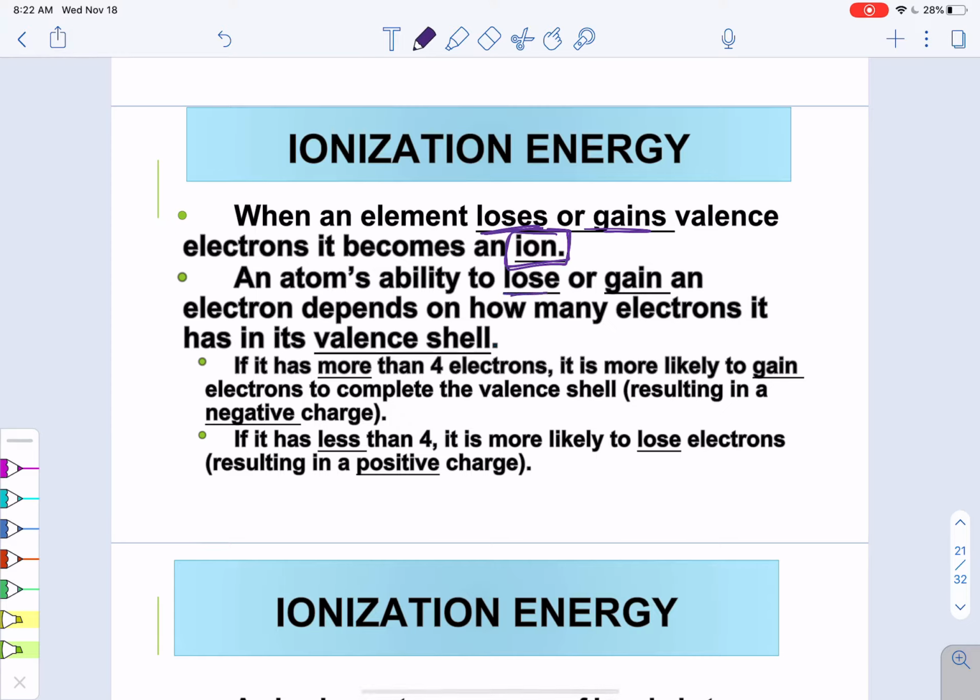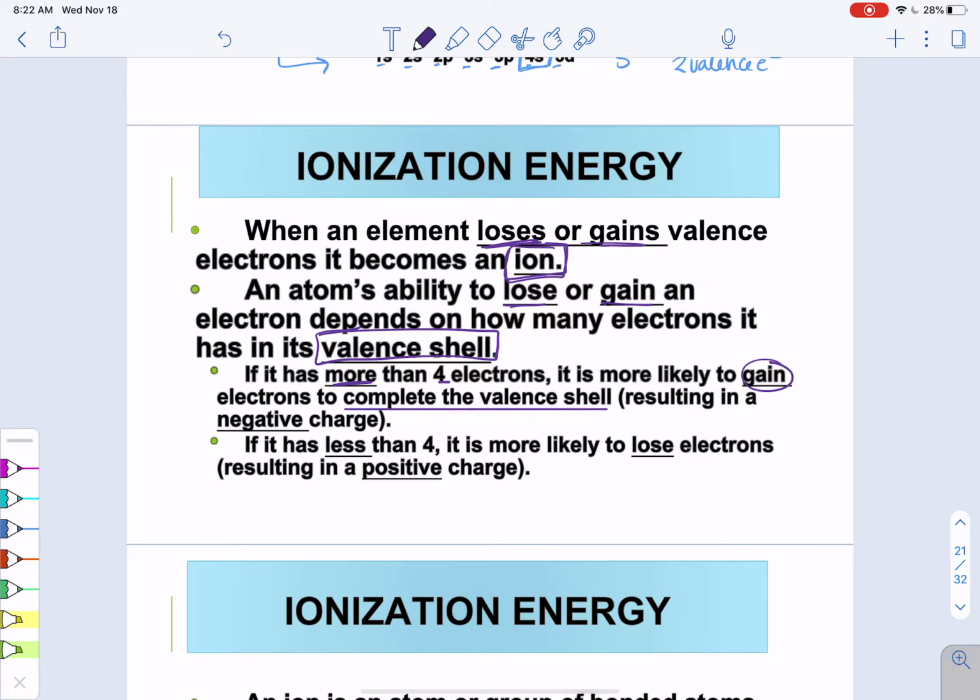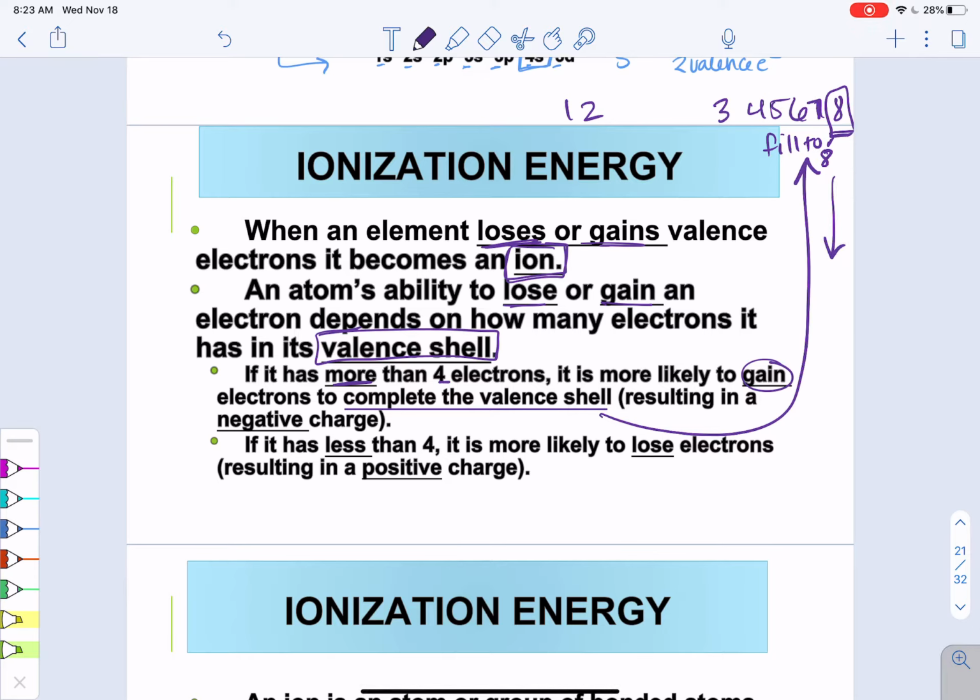The atom's ability to lose or gain an electron depends on how many electrons it has in its valence shell. If it has more than 4, then it is likely to gain the electrons to complete the valence shell. So let's talk about what it means to complete the valence shell. So if you noticed, I had 1, 2, 3, 4, 5, 6, 7, 8. Did you notice how 8 is as far up as we go? We always want to fill to 8. Okay? This is called the octet rule. Is that we want to fill to 8.